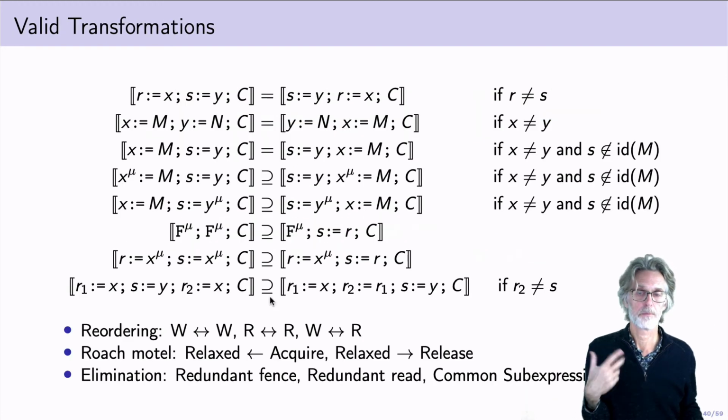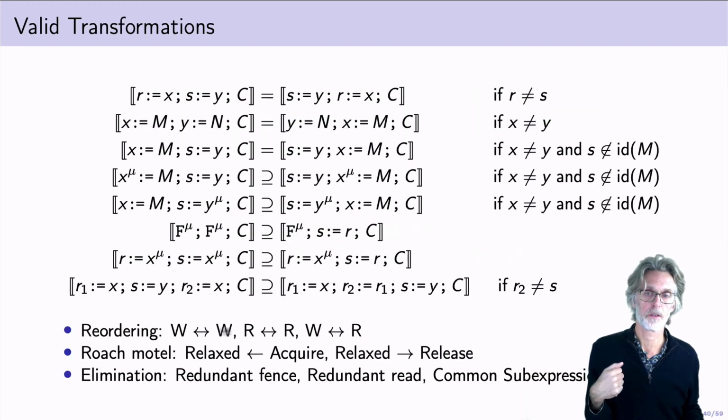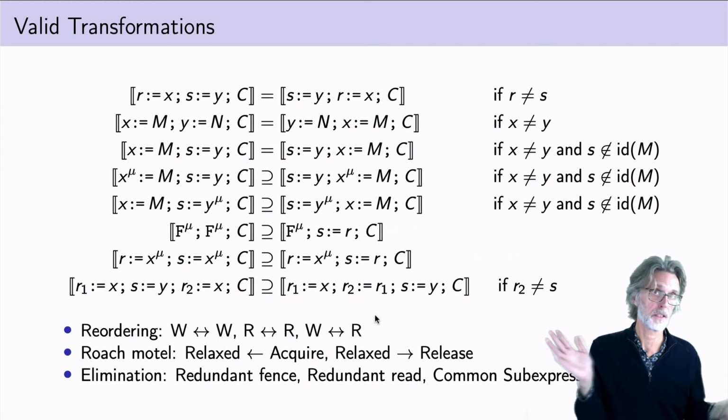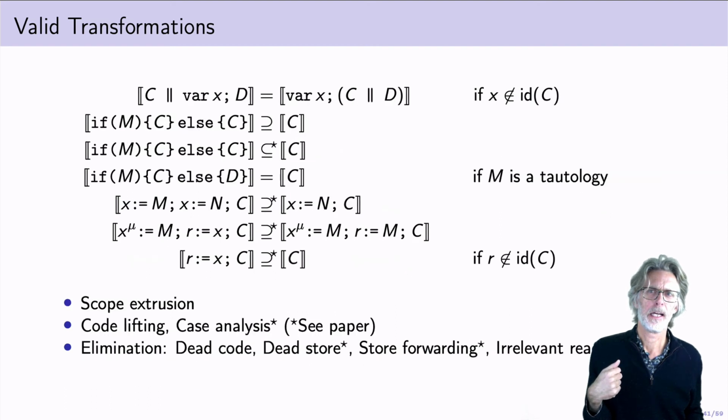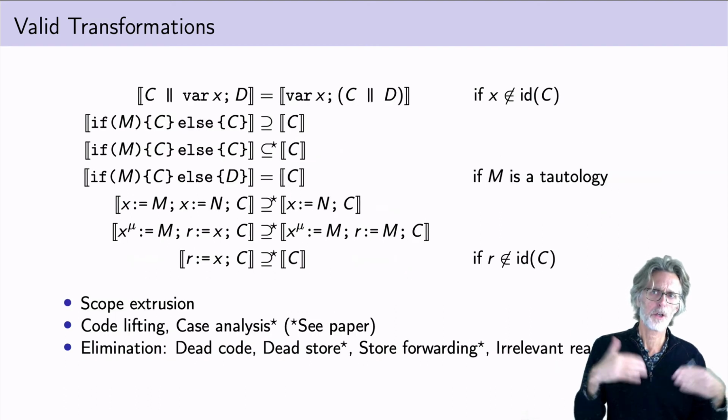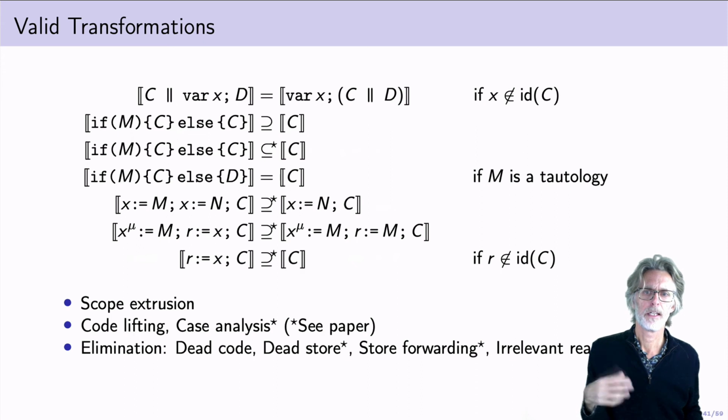The model validates many expected program transformations, including reordering of independent statements, Roach Motel, which allows things to go inside the scope of a synchronization, and various forms of elimination, such as redundant fences, redundant reads, common subexpression elimination. And also we have scope extrusion, code lifting, case analysis, dead code elimination, dead store elimination, store forwarding, irrelevant read elimination. Some of these do require a little bit of extra work, which we discuss in the paper.